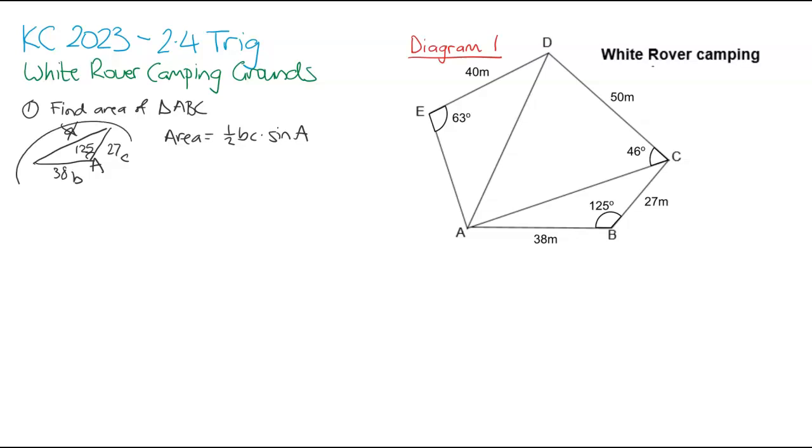I'm now going to substitute. So remember from our diagram, I know that big A was equal to 125 degrees. So I'm going to sub that in. B was 38. Again, I'm going to sub that in, and C was 27. So you'll see B, C, and A. I'm going to take out the letters and put in the numbers that I know them to be. So carrying on, area is going to be equal to 1/2 times B, which is 38, times C, which is 27, times sine 125.